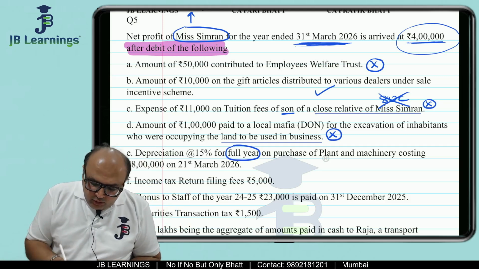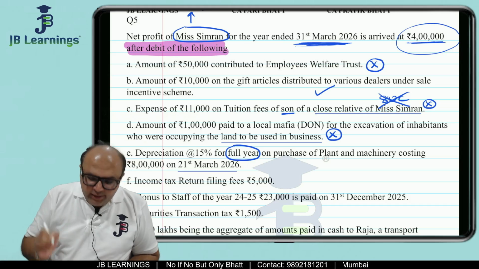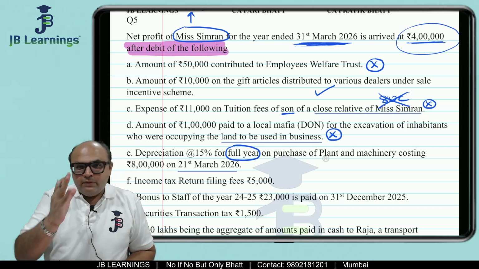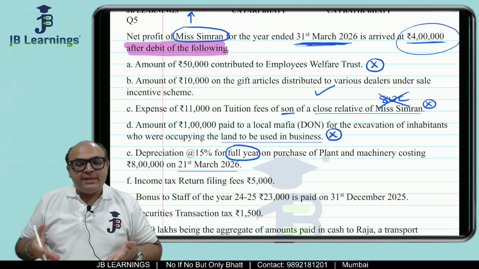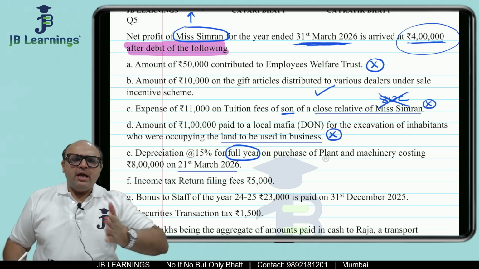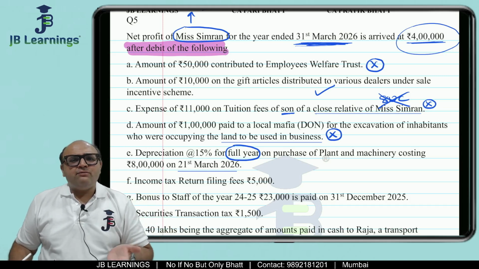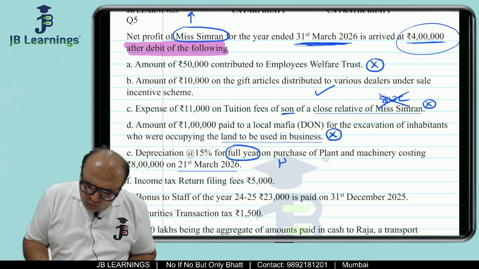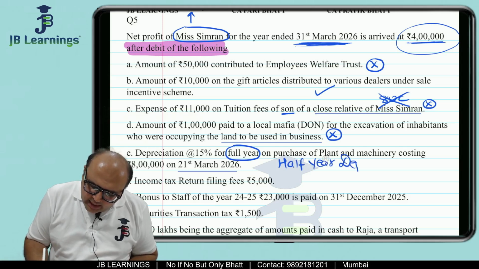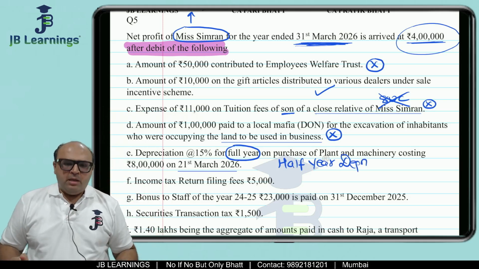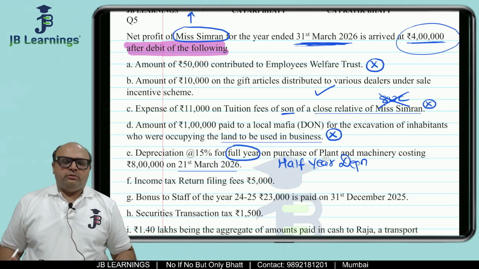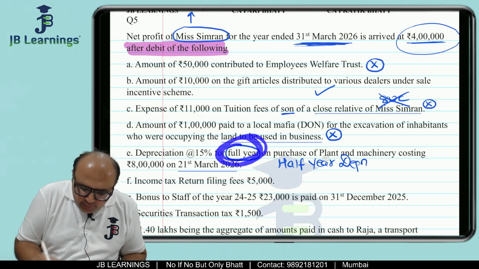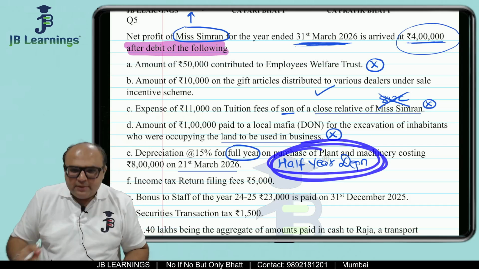Now, first of all, when you buy something on 21st March 2026, which is after that 3rd October date, you have used the asset for less than 180 days. Friends, you have used the asset for less than 180 days, yes or no? So, on this particular plant and machinery, there should have been only half year depreciation, but they have charged full year depreciation, which is wrong. They should not have charged full year depreciation. They should have charged only half year depreciation.